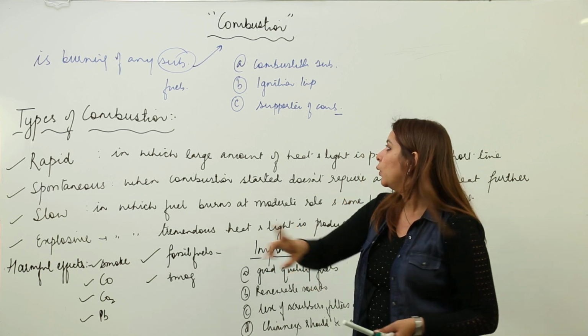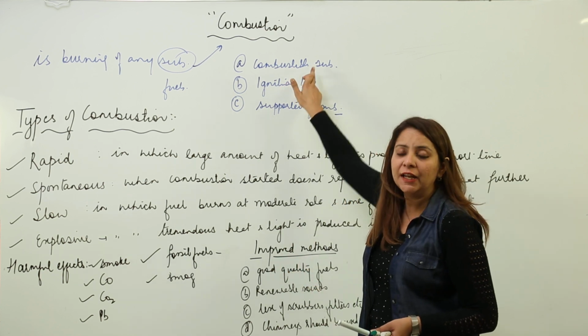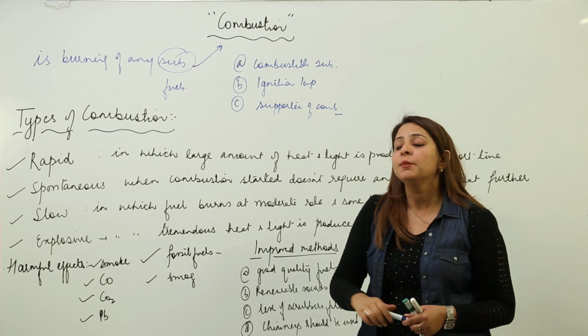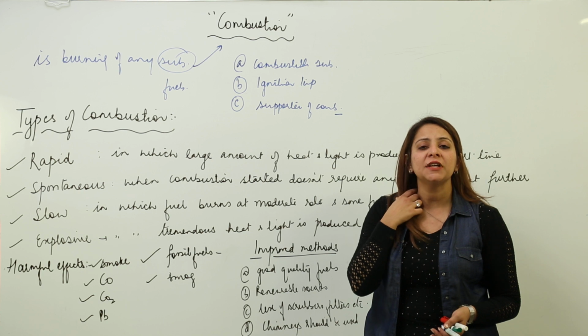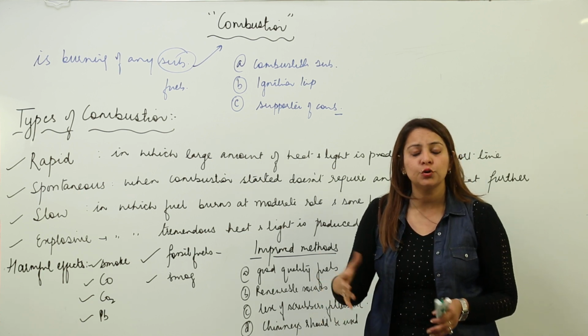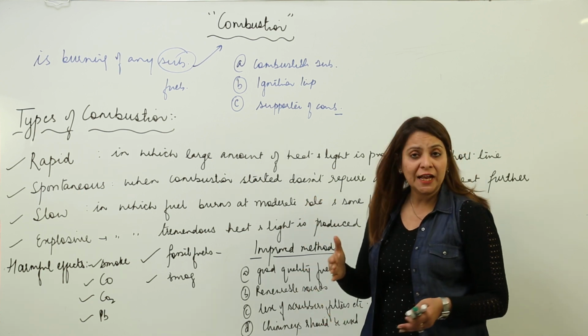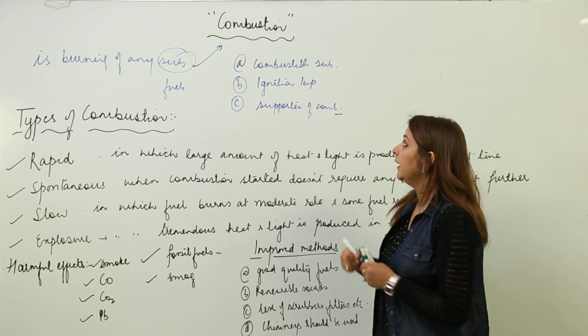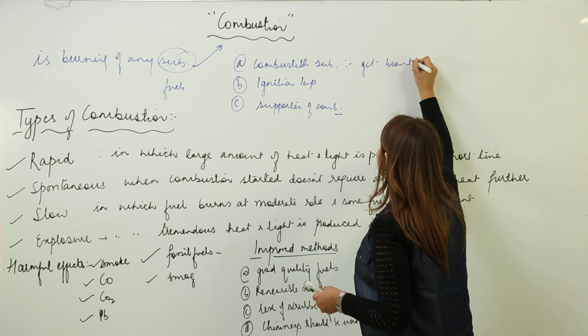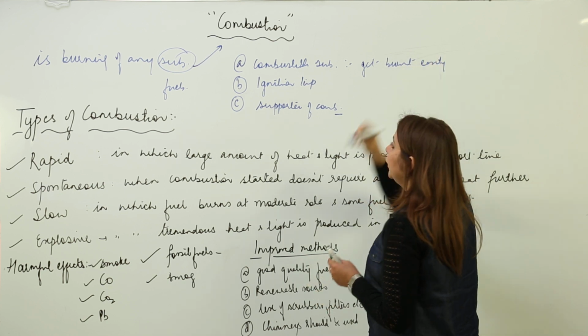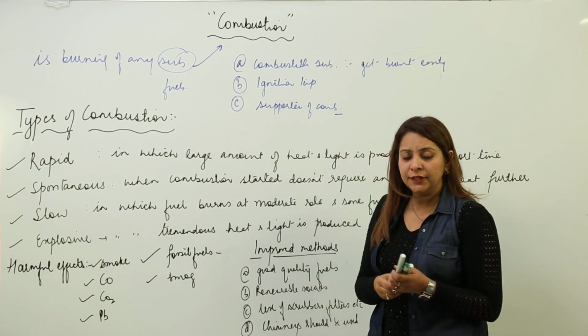to have three things. One, the substance should be combustible, that it should catch fire easily, because we do come across incombustible substances also. Incombustible substances are those which do not get burnt. So the substance should be combustible, that it should get burned easily, right? And moreover, it should have proper ignition temperature.